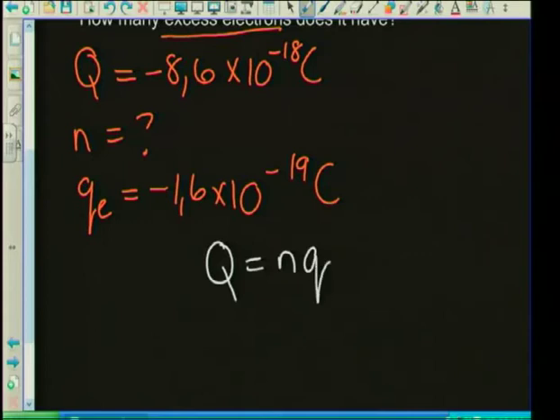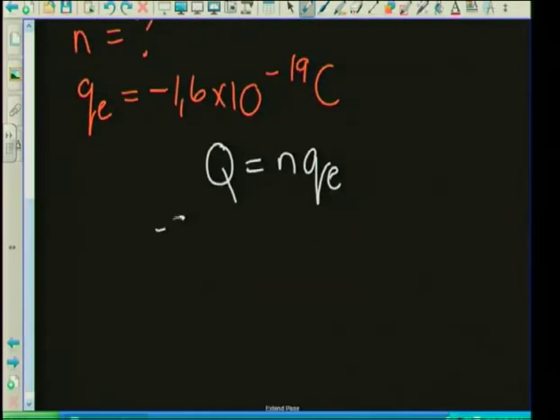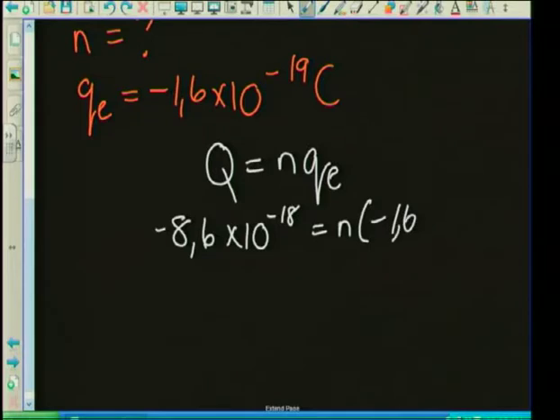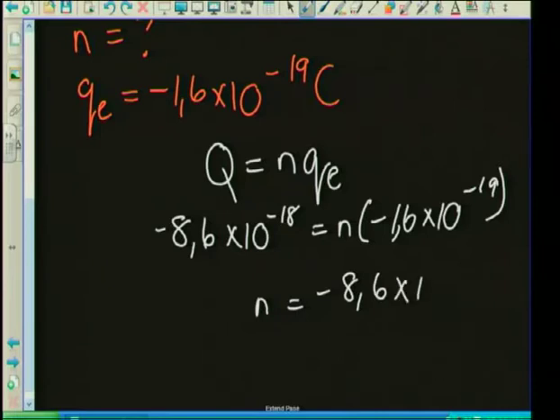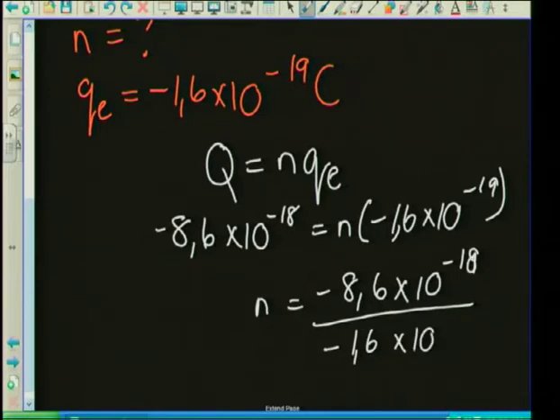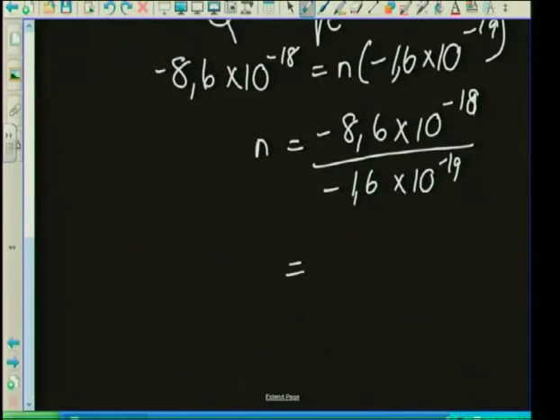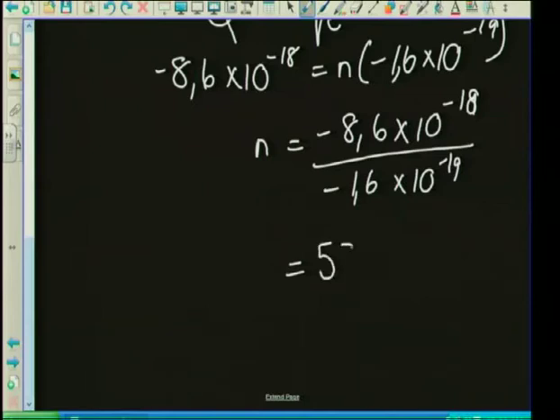Okay, so from here we go, well, Q equals nQe. And, okay, minus 8.6 equals n times minus 1.6 times 10 to the minus 19. Now we need n on its own, so we're going to divide both sides. I'm going to show you the maths. We're going to divide both sides by minus 1.6 times 10 to the minus 19. Oh, sorry, that's 18, not 19. Now, I'm hoping you're doing this on your calculators, and some of you are looking at your calculators going, there's a problem here, because, and this has been done deliberately, I want to show you something. We get 53.75.